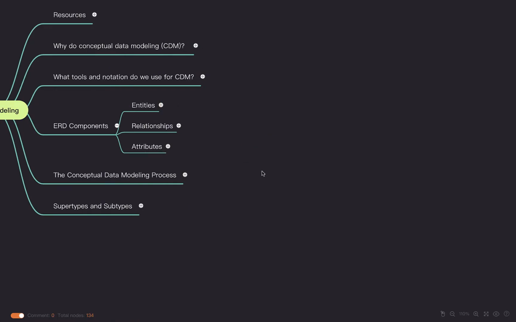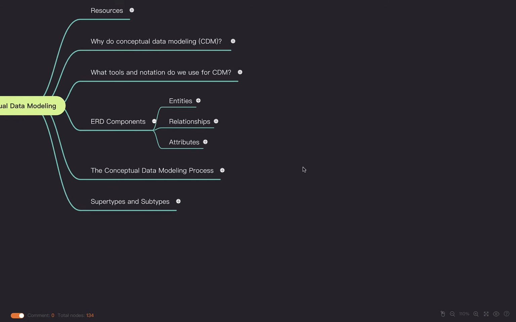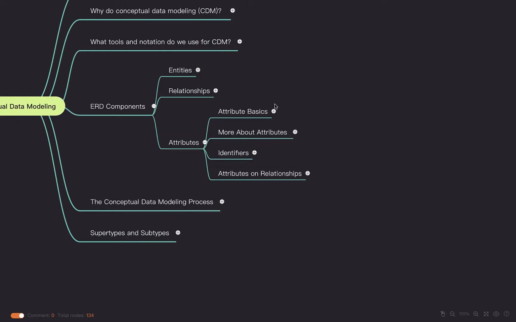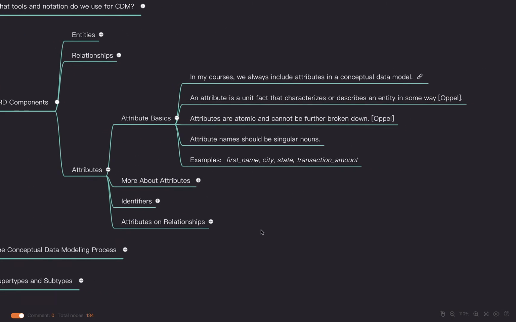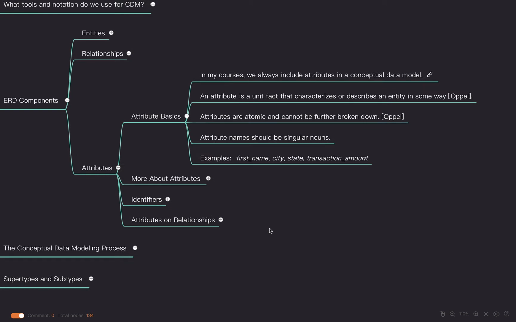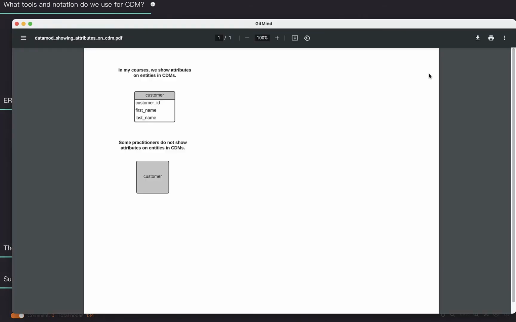Okay, so we've talked about entities and relationships. Now it's time to talk about attributes. So, what are attributes all about? Let's look at the way attributes appear on the ERD and then we can talk about what they are.